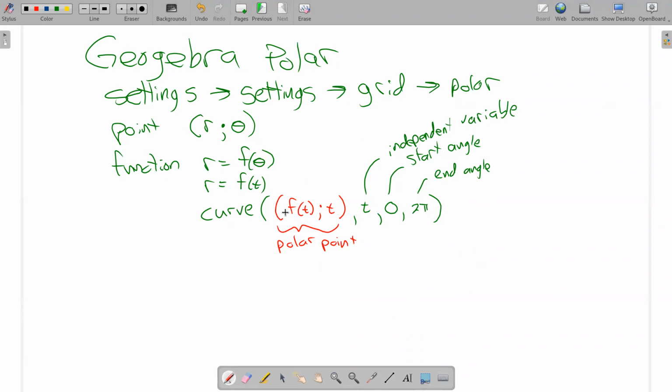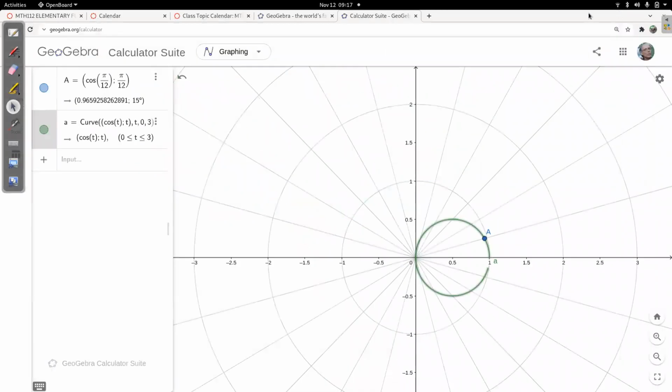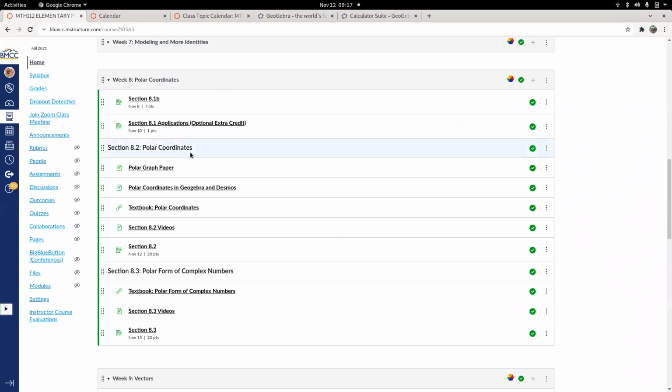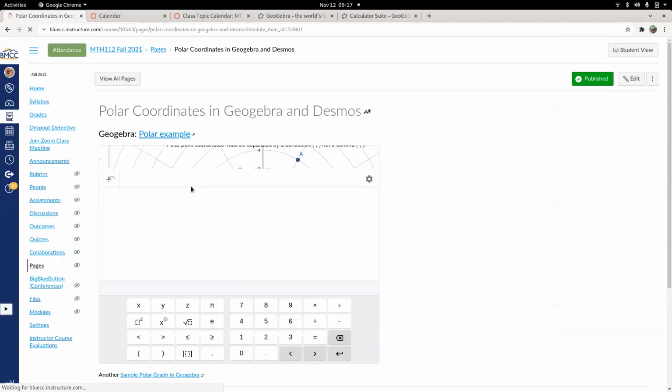With your function and then your independent variable, that'll make any polar graph you want. In Desmos, we'll go back to the course homepage and get the polar coordinates in Desmos and GeoGebra and Desmos.